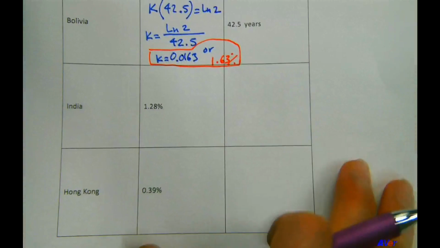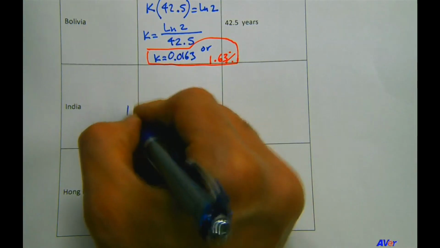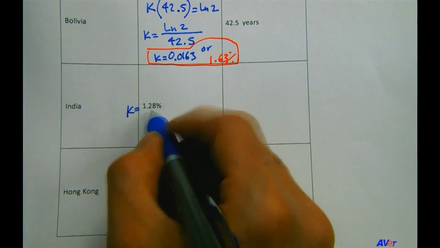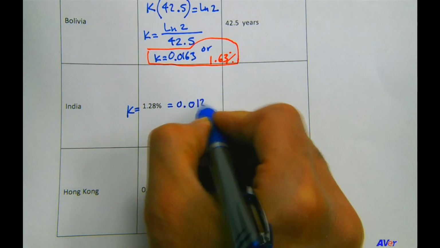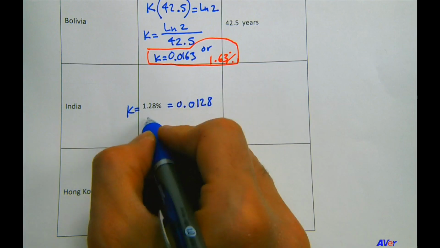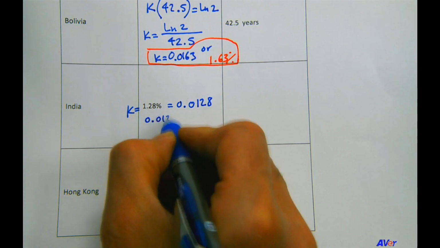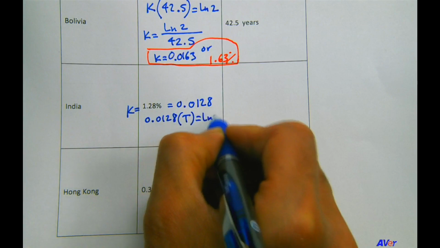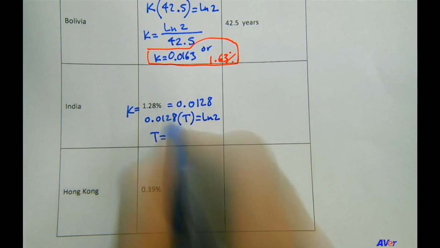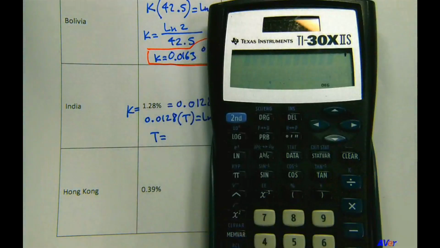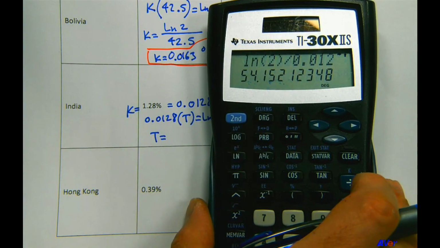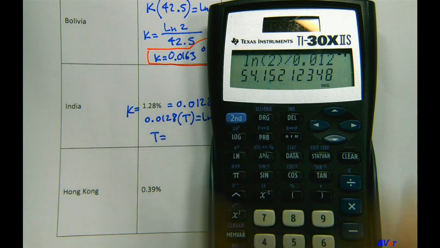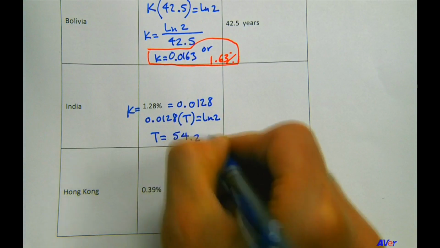Further down below, we've got India. This time, the k is being given to us. This is k. So let's convert that to decimal form. So k would be equal to 0.0128. And let's plug it into the formula. So we have 0.0128 times t equals natural log of 2. So t is equal to natural log of 2 divided by 0.0128. What do we get? We get 54.15. So let's round that to 54.2 years, right? 54.2 years.